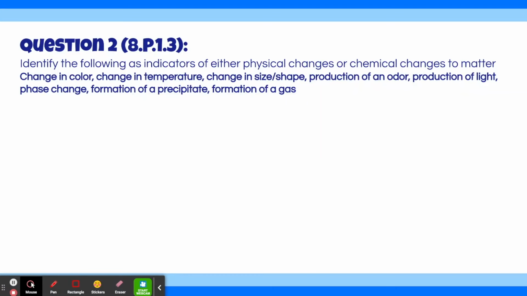Question 2. Identify the following as indicators of either physical changes or chemical changes to matter: change in color, change in temperature, change in size or shape, production of an odor, production of light, phase change, formation of a precipitate, and formation of a gas. Go ahead and pause the video and play it again when you have an answer.